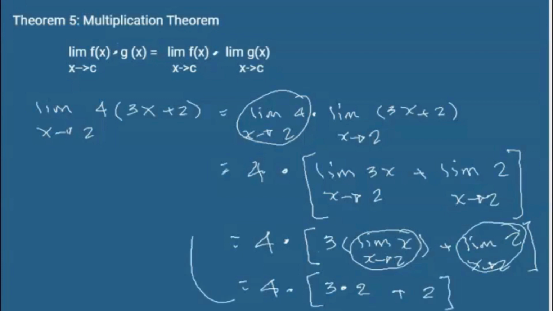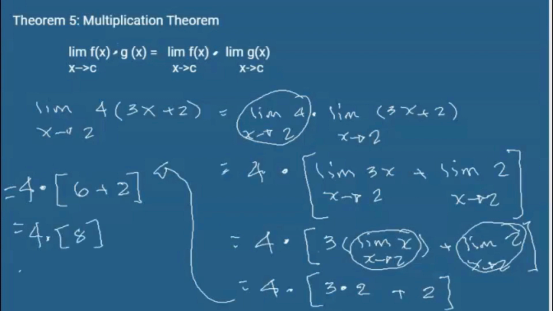Okay, let's simplify over here. So we'll have 4 times, 3 times 2 is 6, plus 2. So 4 times 6 plus 2 is 8. So 4 times 8 is 32. So that's the answer. We'll have more of the other theorems in our next video.